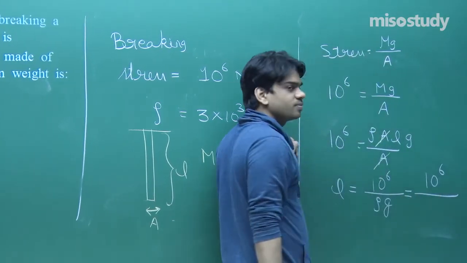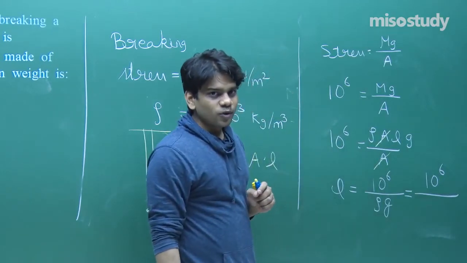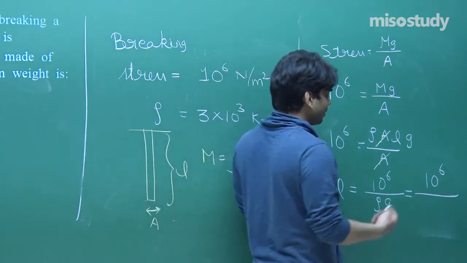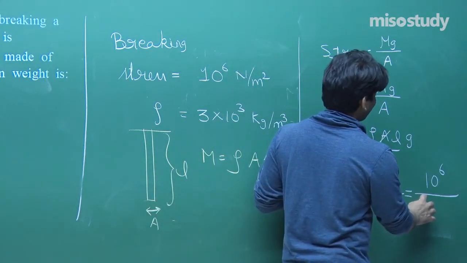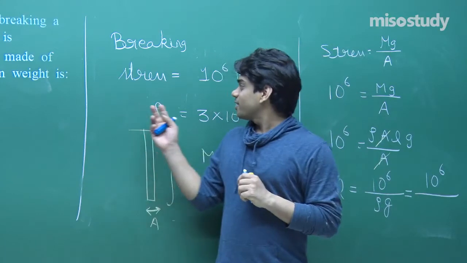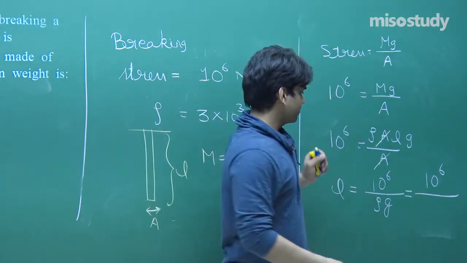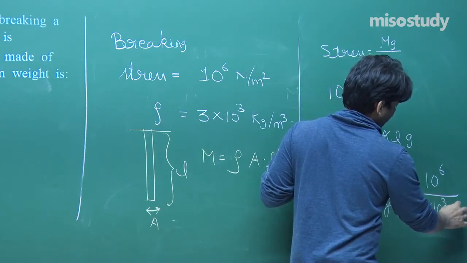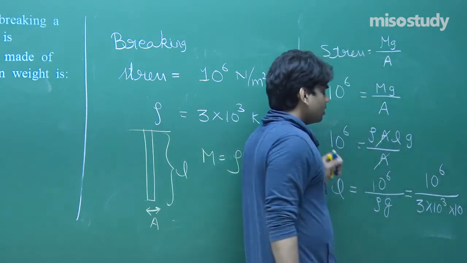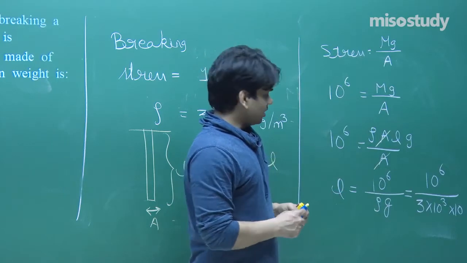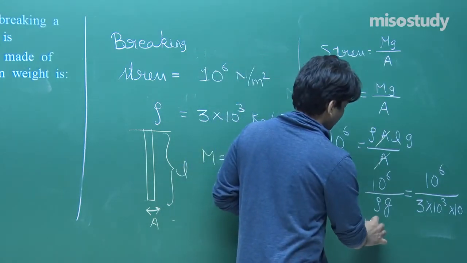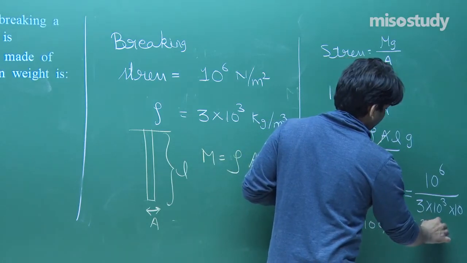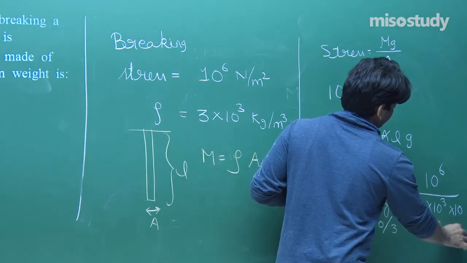Since all the values that I am going to put are in SI units, I need not worry about putting the units here, that will automatically be taken care of. Rho is given as density, 3 into 10 to the power 3, multiplied with g, 10. This will come out to be 100 by 3, that is 33.33 meter.